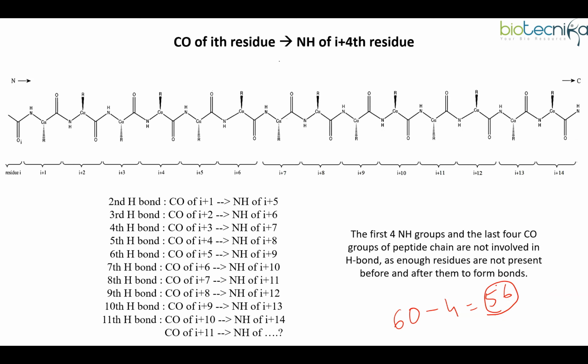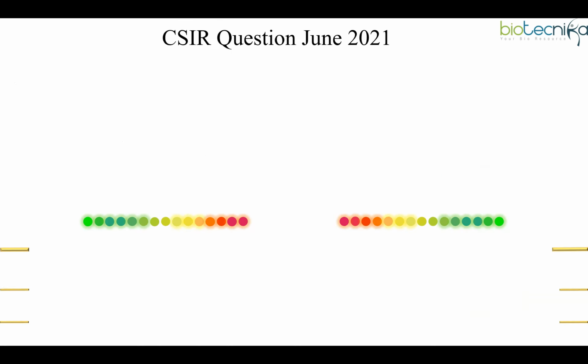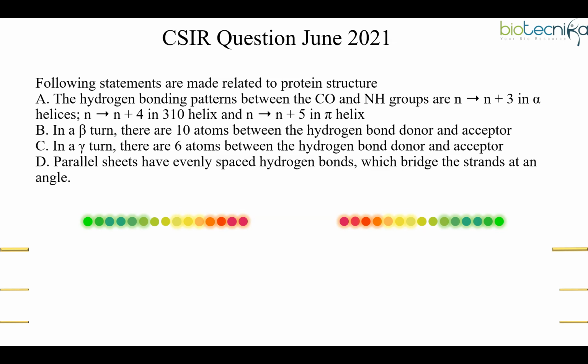So what I have told you is the direct shortcut, and also the reason why it is like that. Okay, so from the CSIR point of view, you should know both. You should know shortcuts to be smart enough to get the answer quickly and accurately, and you should also know the reason behind that. Both are important. Next question is from June 2021.